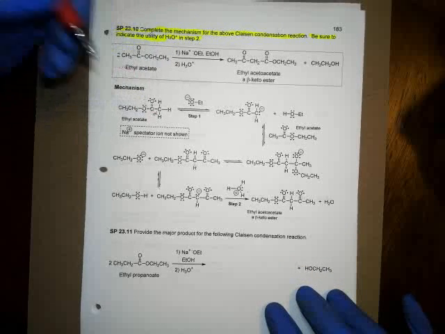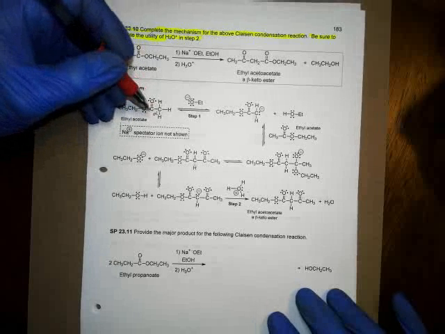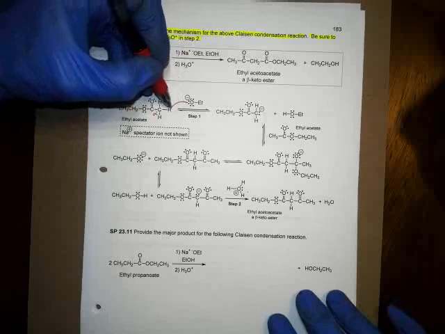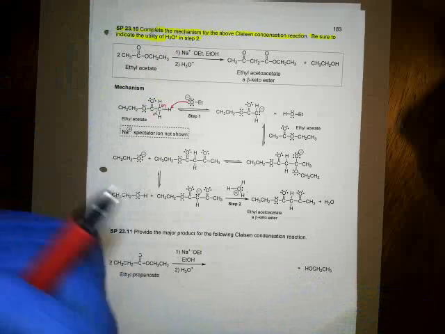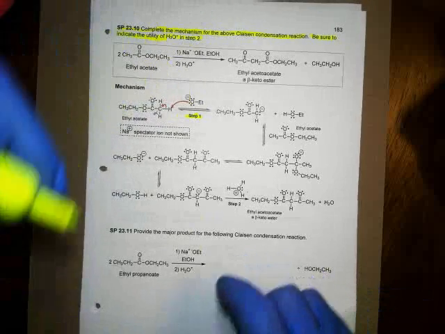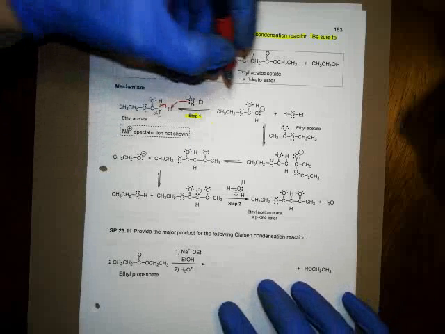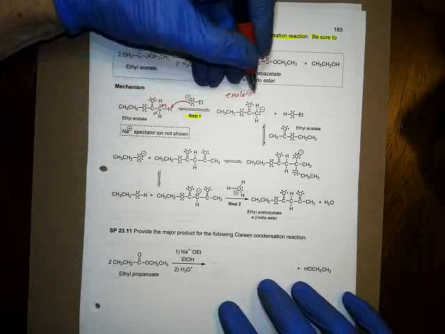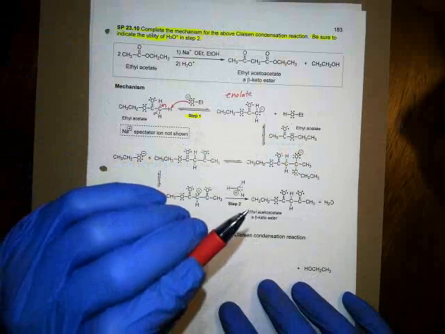As before, you want to label alpha. We recognize that these protons are not very acidic. This is a strong base. So the very first step is simply deprotonation. You lose a proton from an alpha carbon of the methyl group of ethyl acetate. And what does that give you? That gives you an enolate. And here's your conjugate acid.